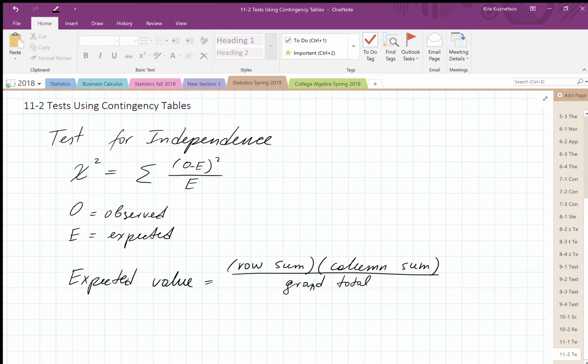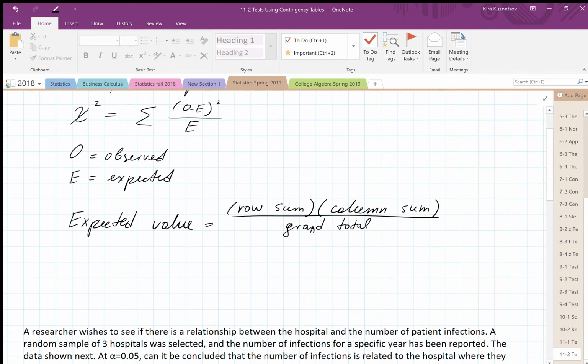What this book is doing is it actually spends about a page discussing how to find these expected values of a matrix. In reality, that's going to be done in your calculator. So I'm going to skip over that. And I do want to outline the null and alternative hypothesis for this test.